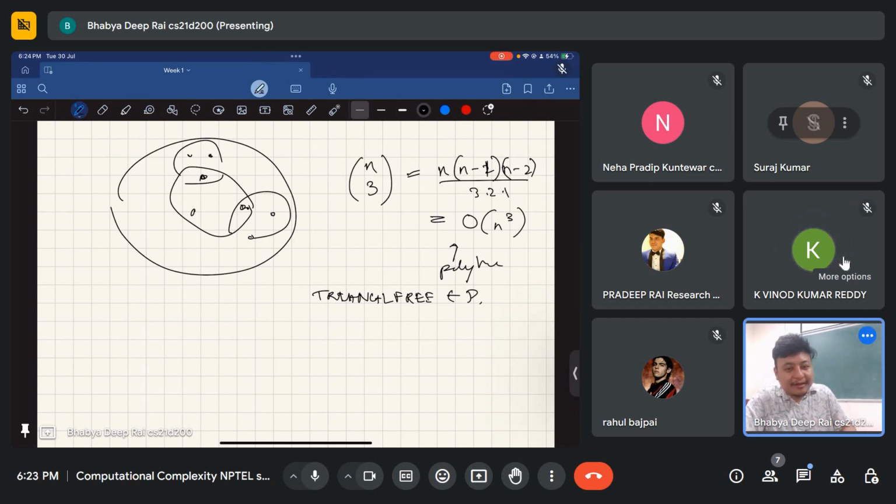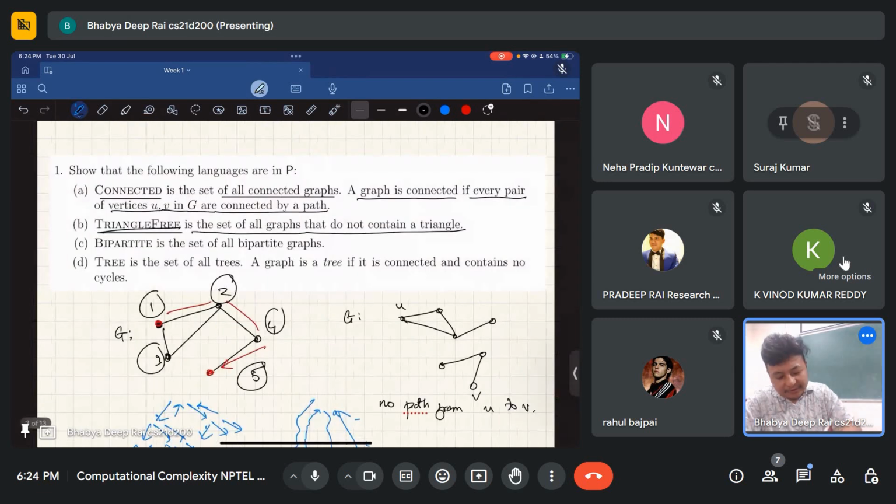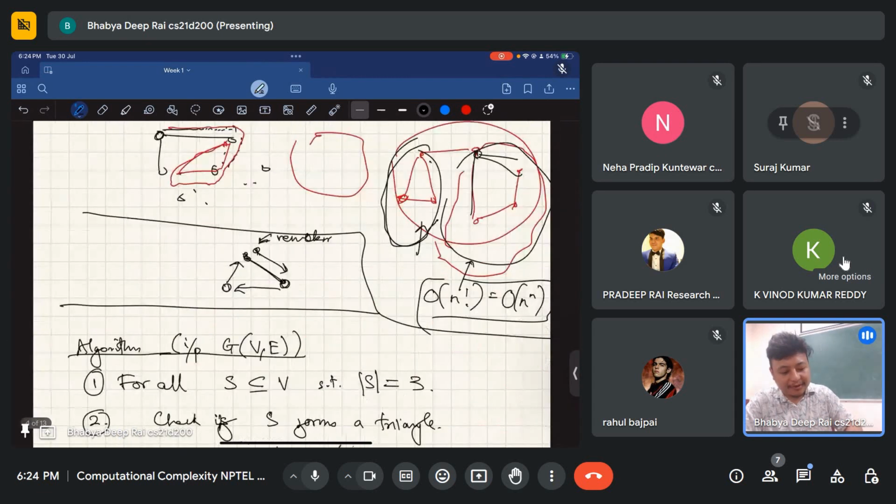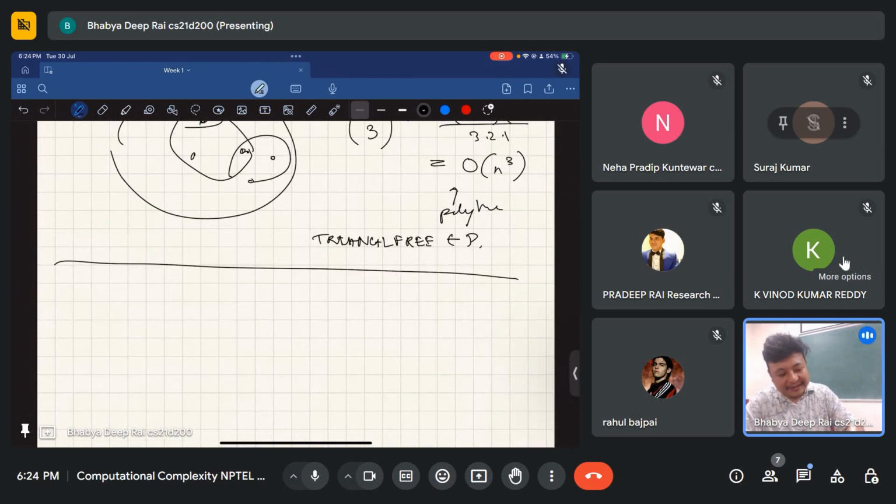Now, triangle free is in P, but I didn't put it as a question. I just want you to make a note that if instead of triangle free, okay, a triangle is a complete graph on 3 vertices. Let's say I ask you about a complete graph on arbitrary number of vertices. Okay, so I'll write it as complete free.